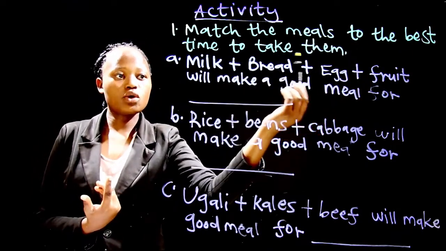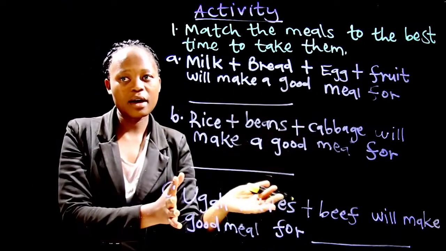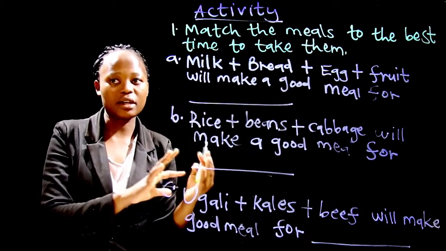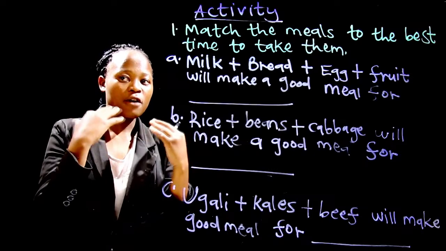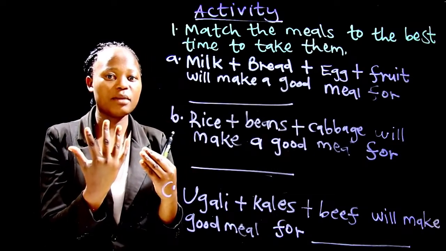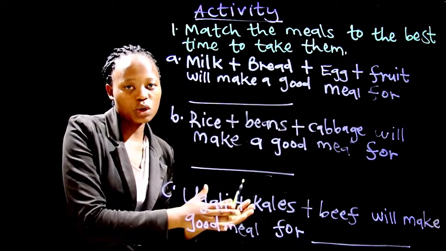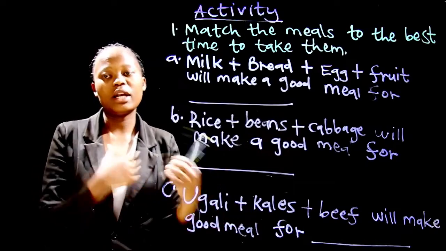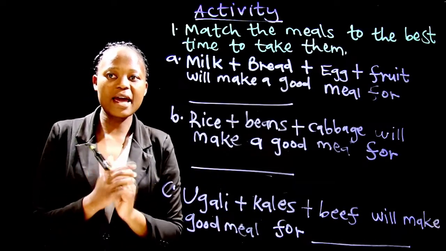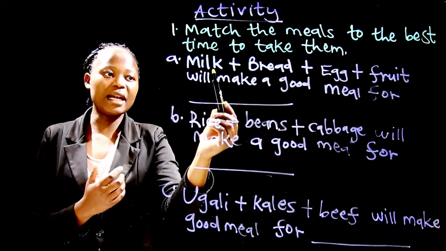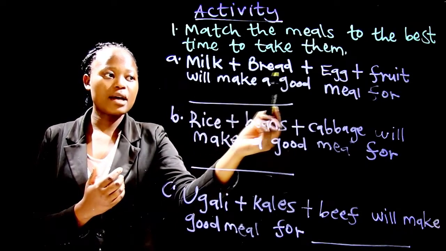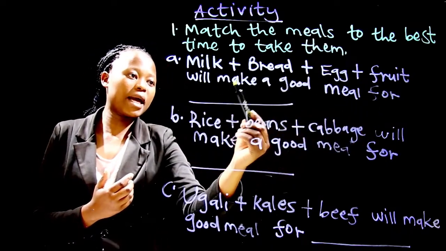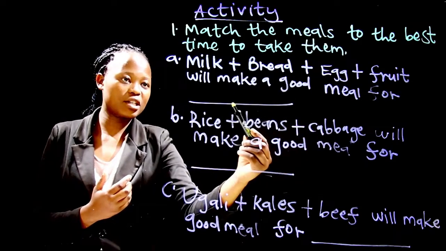So we have meals written here. Our task is to match these meals with the best time to take them. Are we going to take these meals for breakfast, or to eat during lunch, or will we take this meal during supper? So let's read letter A. Letter A, we have milk plus bread plus egg plus fruit will make a good meal for dash.